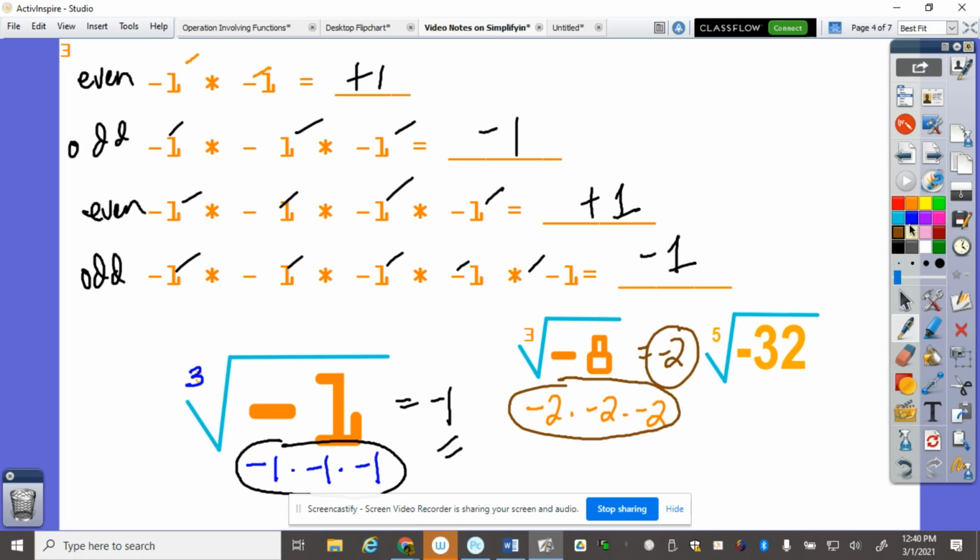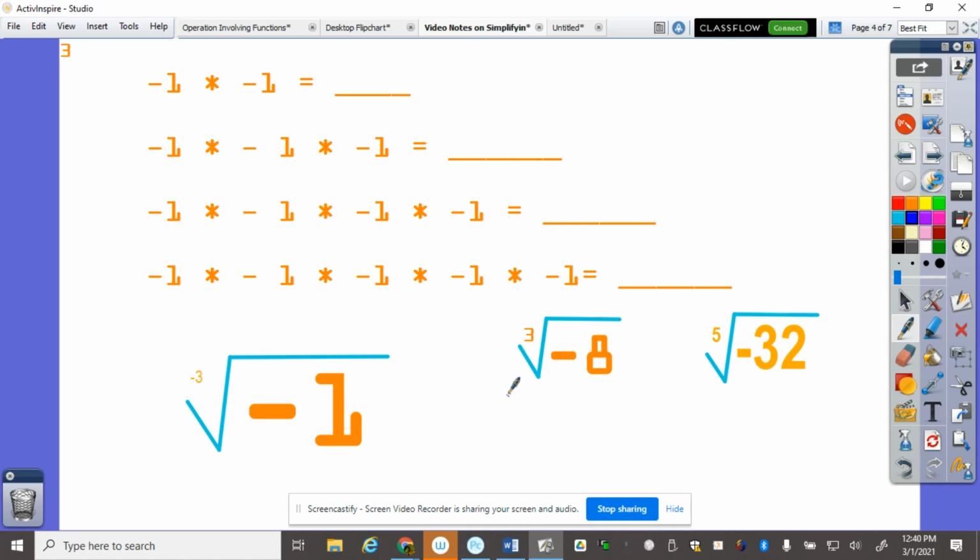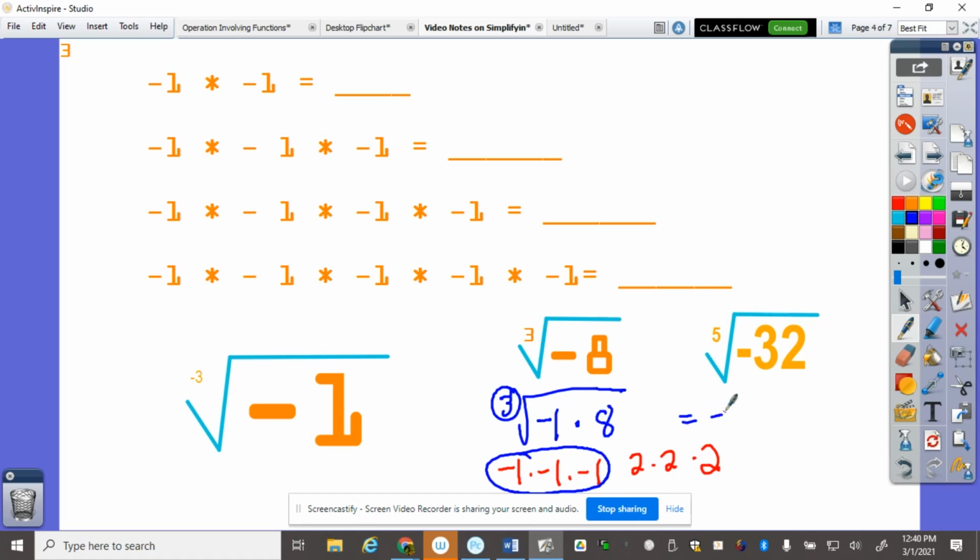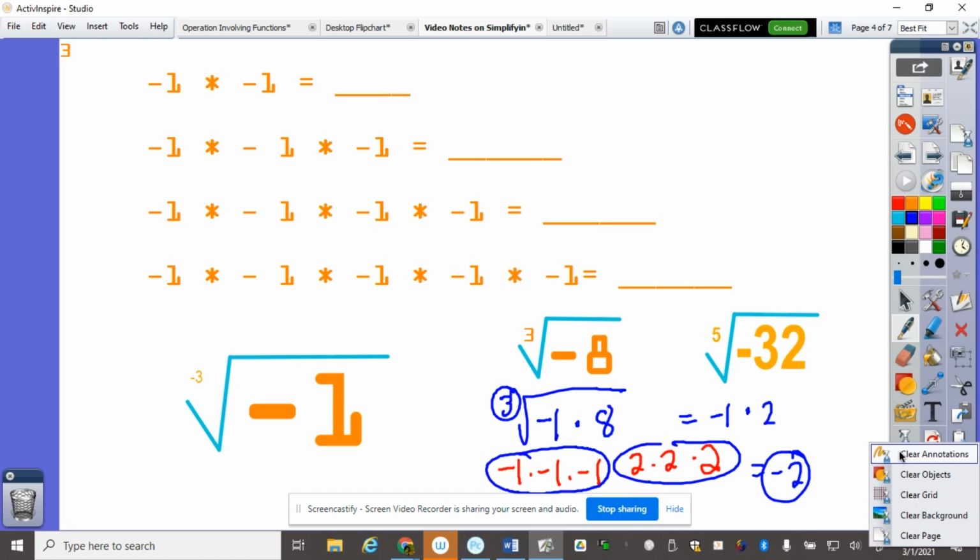Okay, easy, right? Another way of doing this is this one here. Cube root of negative 8 can be made as negative 1 times 8. We can make negative 1 as negative 1 times negative 1 times negative 1, and 8 is 2 times 2 times 2. That means we have to group them into 3. So one group of negative 1, so it's going to be negative 1. One group of 2 times 2 times 2, the answer is still going to be negative 2. So whichever is easier for you to understand, I'm totally fine with that.